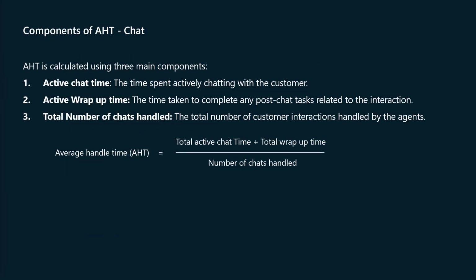Now let's look at the components to calculate the AHT for digital messaging and chat. Active chat time is the cumulative time agents spend actively chatting with the customer. Active wrap-up time is the cumulative time agents spend completing the task related to the chat after the customer has ended the chat. Total number of chats handled is the number of customer interactions handled by the agent. AHT is calculated by adding active chat time and active wrap-up time and dividing it by total chats handled.